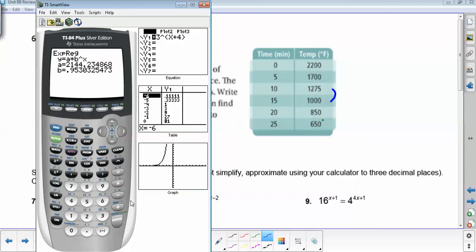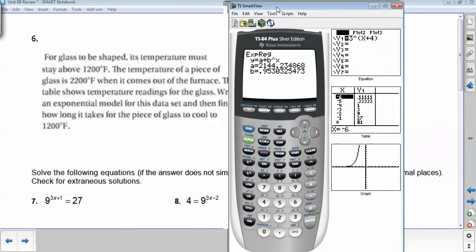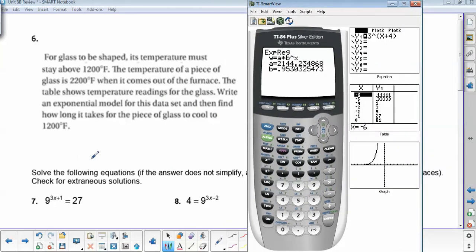Okay, so I have y is equal to 2,144. Since they're using integers, I'm going to keep that as an integer. But then I'm going to round my b also to 4 decimal places, so it'll be 0.9530. All right, let's move this over. And we have y equals 2144.